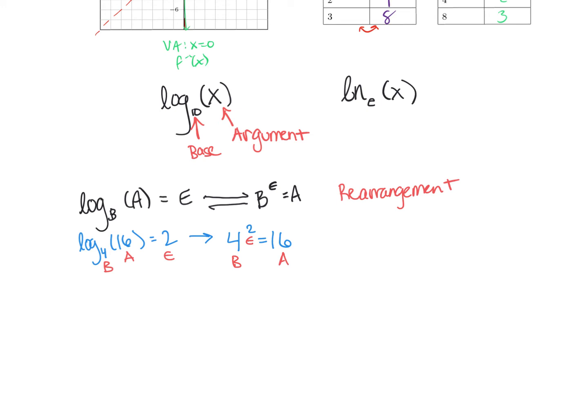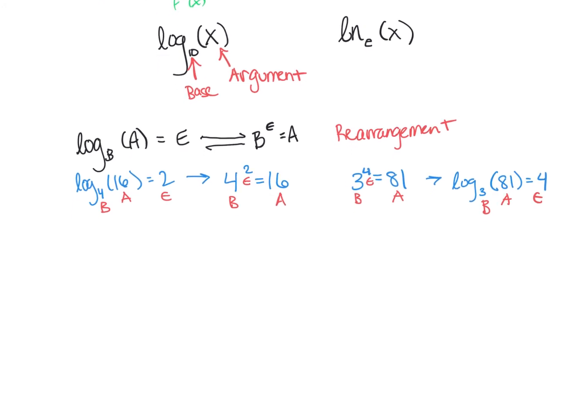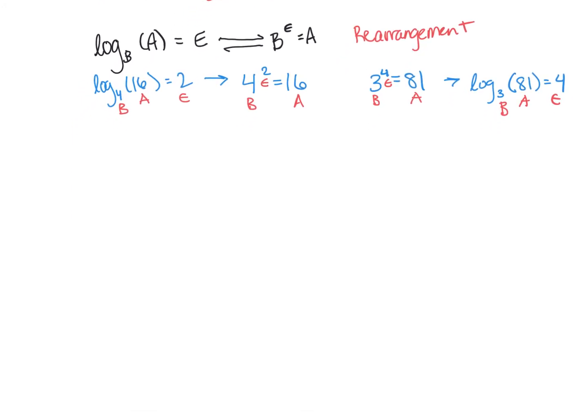But like I said, you can also go the other way. So if I gave you 3 to the 4 is equal to 81, this is my base, exponent, and answer. And I want to turn this into log bay. So this will become log base 3, my argument of 81 is equal to 4, or log base, answer, exponent. So again, you can use this rearrangement in either direction. We'll spend a lot of time practicing that, as well as some of our other rules.